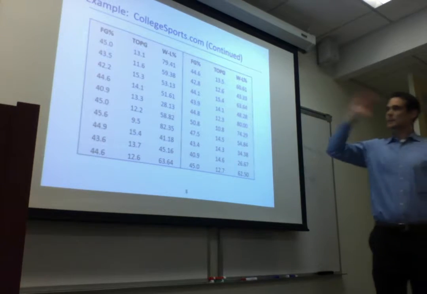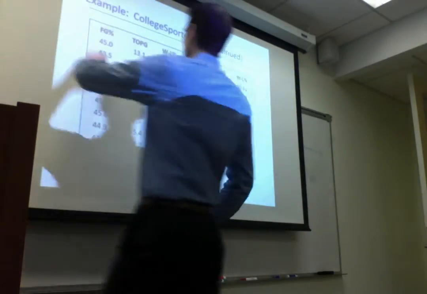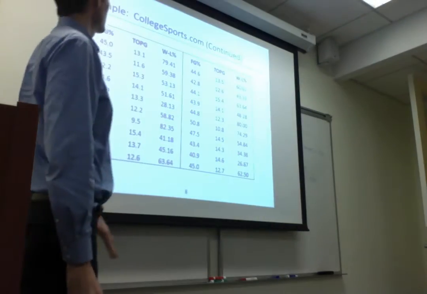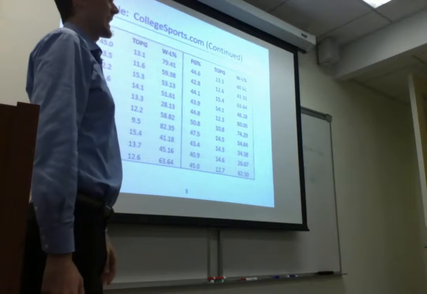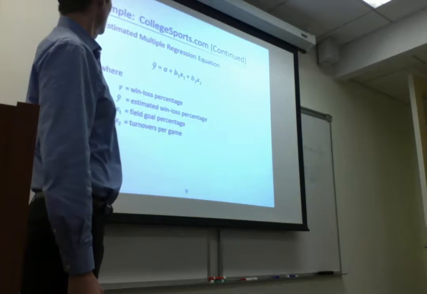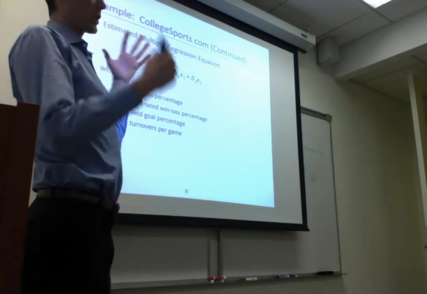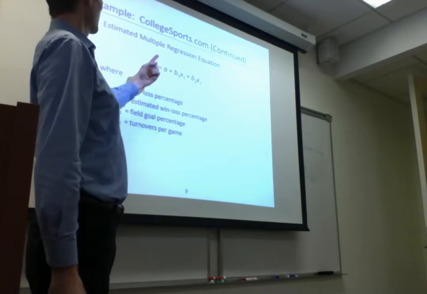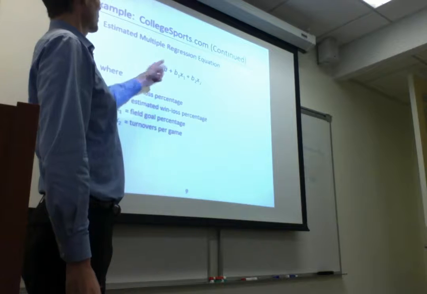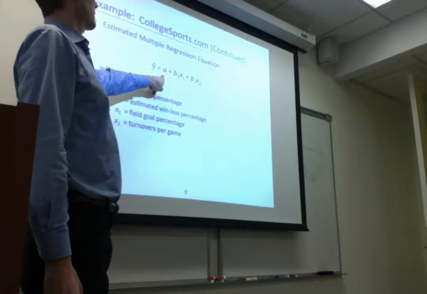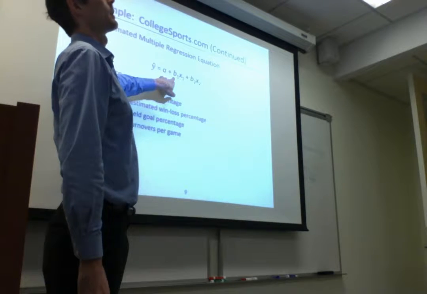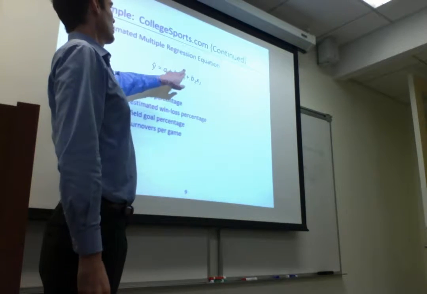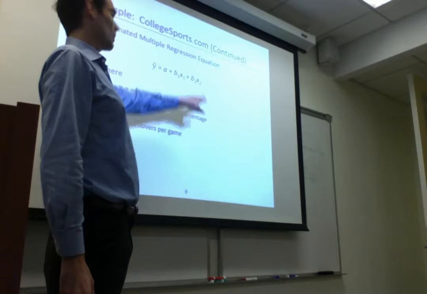Okay, so we've got the data. We've got field goal percentage for 10 teams, turnovers for 10 teams, and the win-loss percentage for 10 teams. We are going to crunch this in Excel and get a predicted value for the win-loss equation. We're going to have some sort of intercept, a slope for field goal percentage, and a slope for turnovers per game.